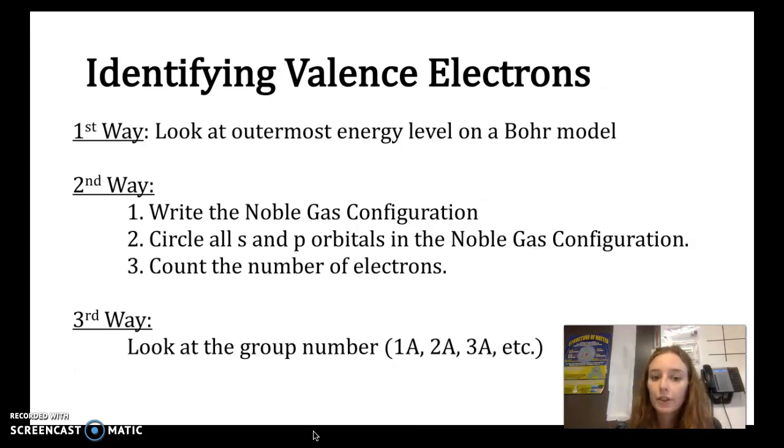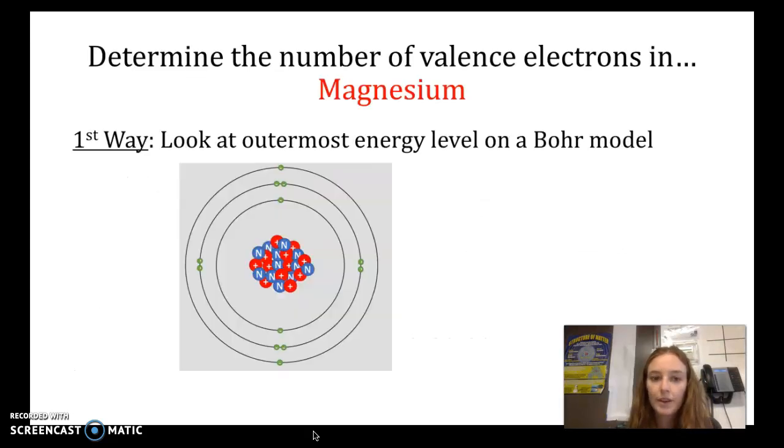ways. The first way is that we could look at the outermost energy level on a Bohr model. The second way is we can write the noble gas configuration, circle all of the s and p orbitals in that configuration, and then count the number of electrons, which of course are the superscripts. And then the third way is we could look at the group number, such as 1A, 2A, 3A, etc.